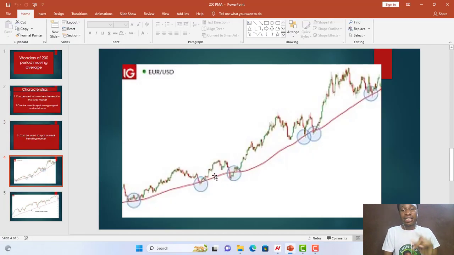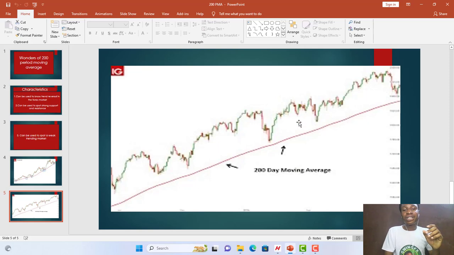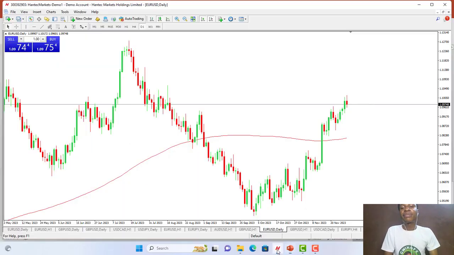Look at this. This 200 period moving average, Euro USD, right? The market is coming back to it for a weak trend, coming back to it, coming back to it. Anytime you see the market respecting it this way, just know that the market is trending either up or down, but in a weak manner. Just look at this. Okay, I think I saw one in our Euro JPY.